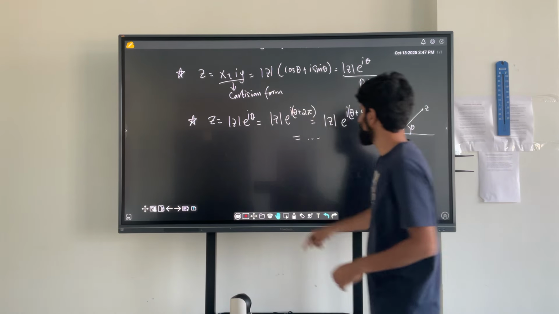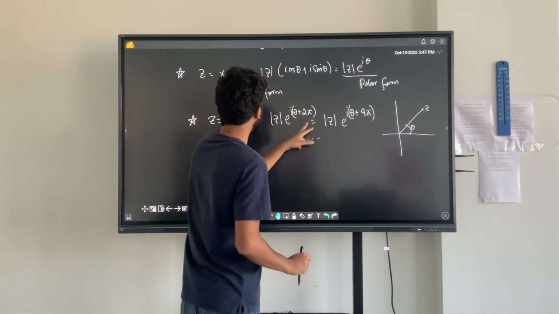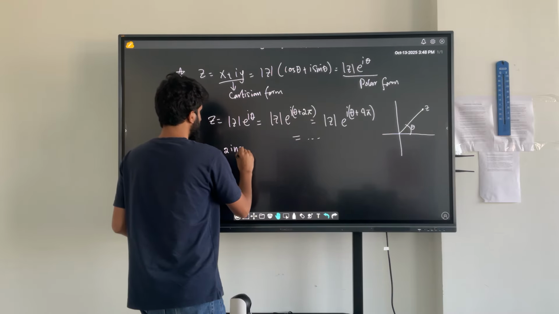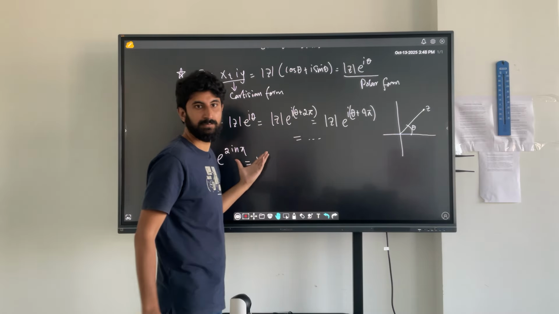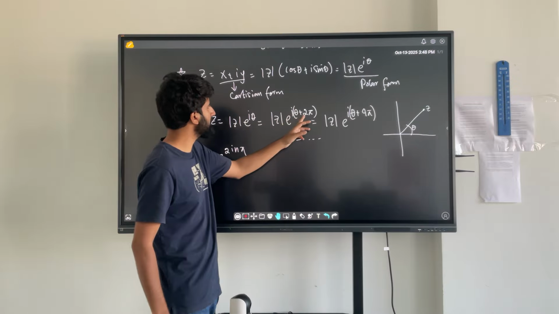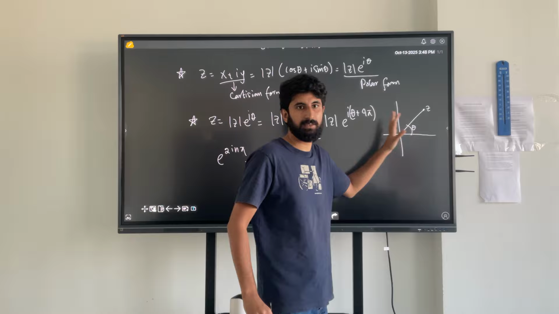But that would mean, if these two are indeed the same, then e to the power 2iπn should be 1, right? This number should be 1. Then it would imply that you are just multiplying by 1. You are doing nothing to the complex number.